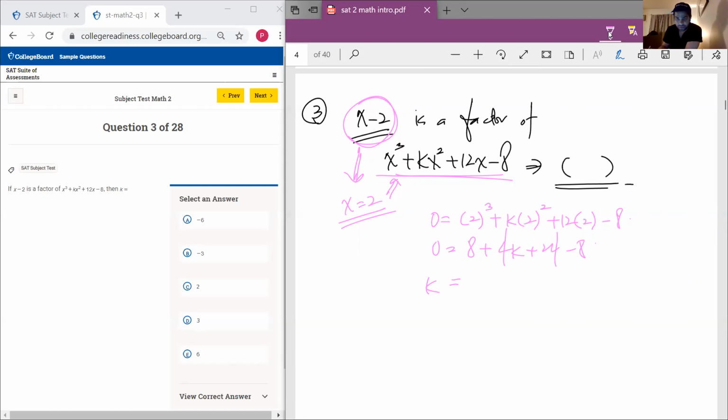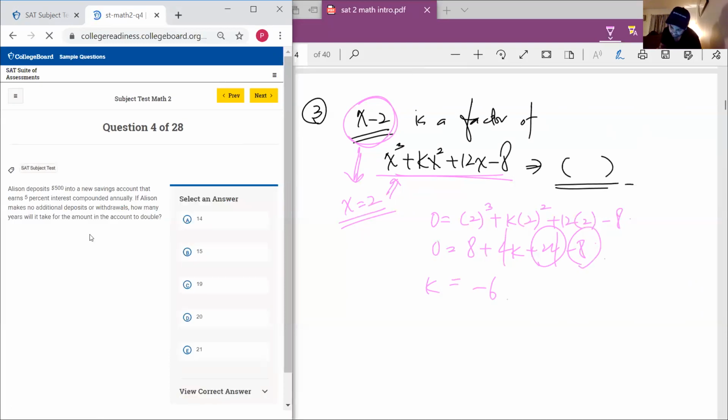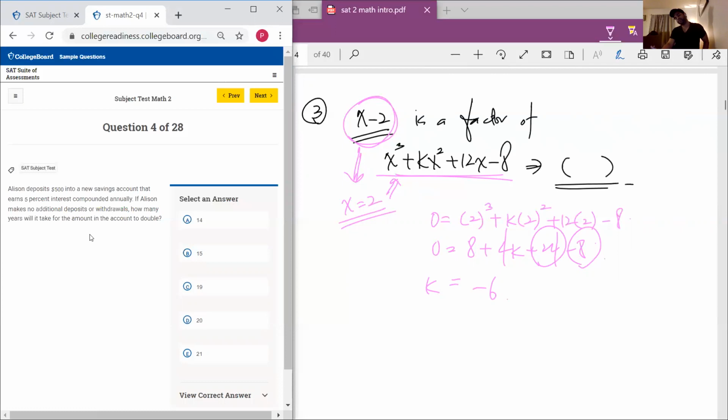And then you can solve it out, and you should get k to be, let's see, 24 minus 8, 16, blah, blah, blah, -6. Okay. Let's see. I'm trying to decide in my head if I want to expand on this a little bit.